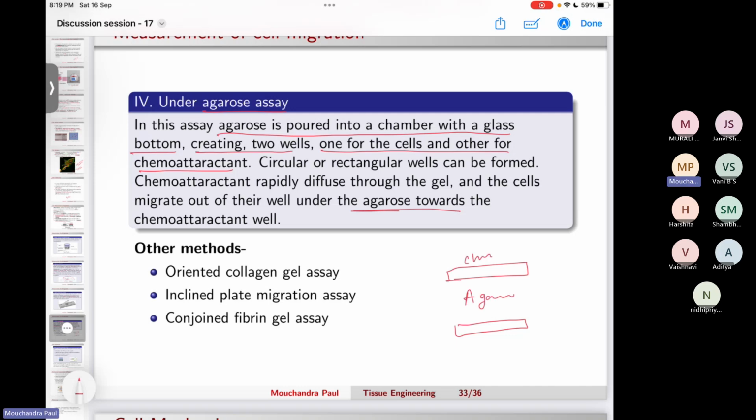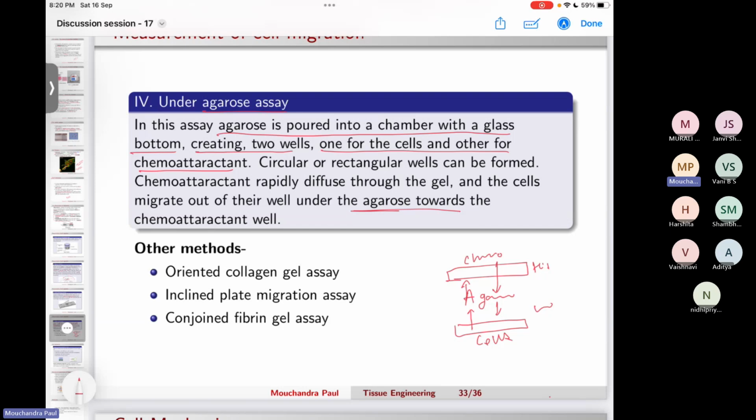And so in one well there will be chemoattractant, and another well there will be cells, and this chemoattracting solution will diffuse through the agarose gel and create a concentration gradient, here high, here low. The cells will sense this concentration gradient and will try to move towards the high concentration of the chemoattractant.